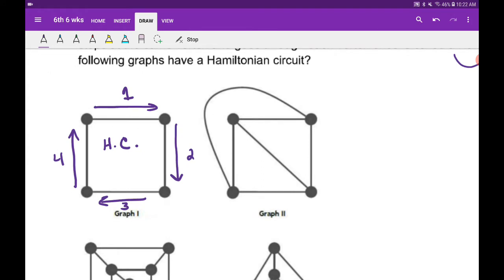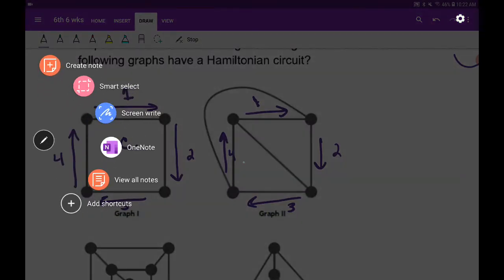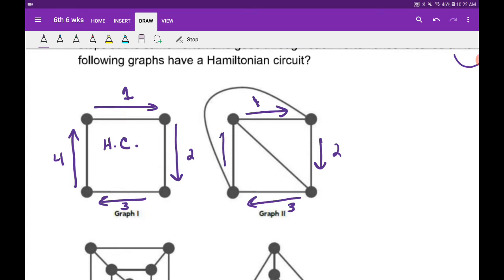On graph 2, it has a little weird curvy edge, so remember edges have no distinction on being straight or curved. Again, I went this way, 1, down to 2, this one's 3, and this one is 4. Okay, I did what was required here in graph 2. I got all the vertices and ended up back where I started. So this one is also a Hamiltonian circuit.